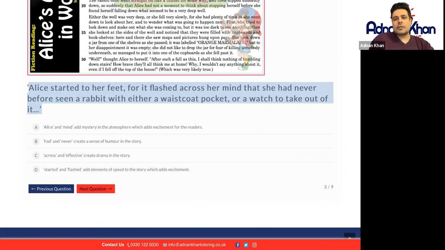Alice started to her feet, for it flashed across her mind that she had never before seen a rabbit with either a waistcoat pocket or a watch to take out of it. And what's the mysterious nature of this? Is it going to be A, B, C, or D?